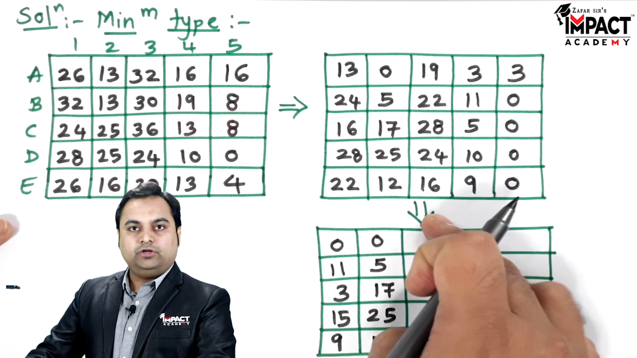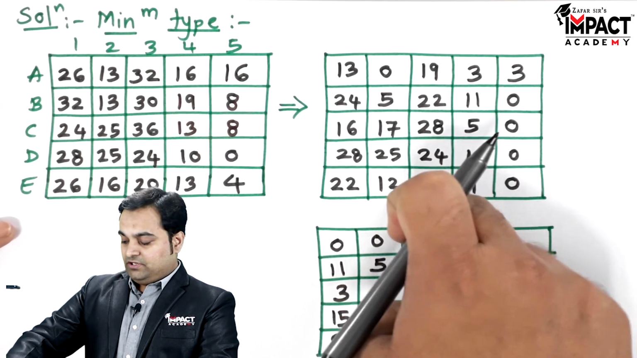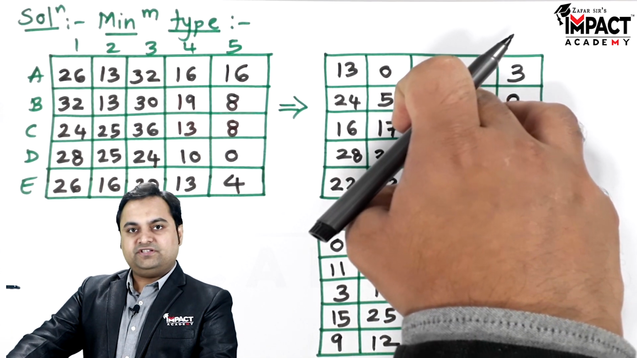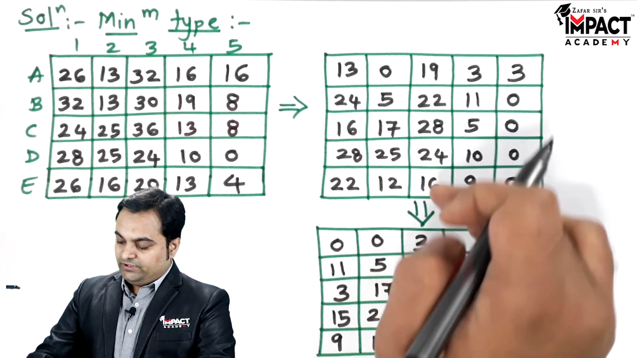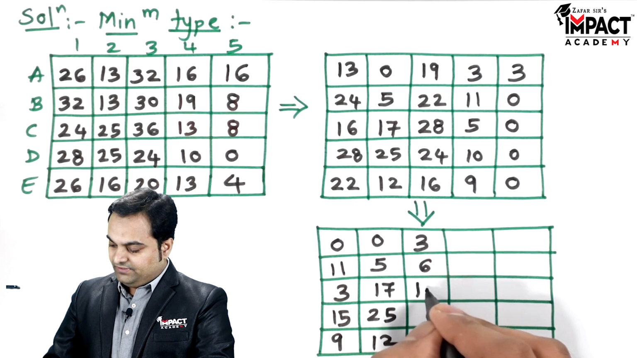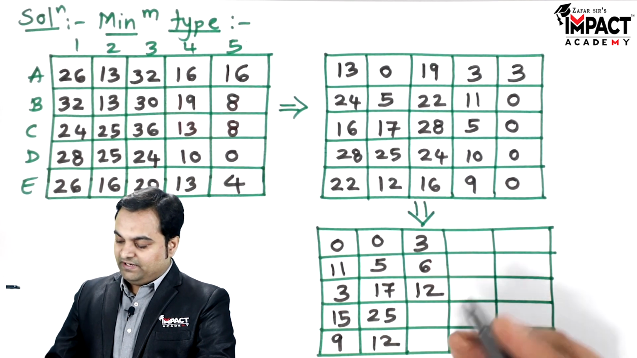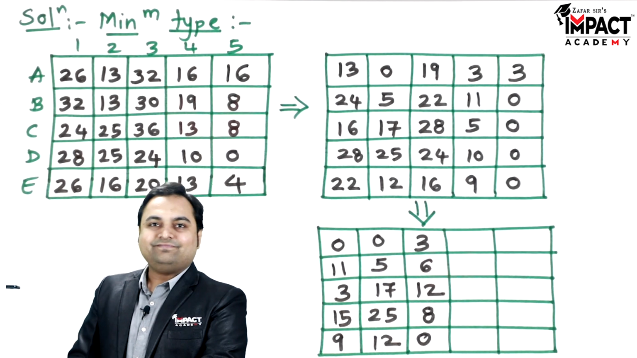Then in the third column, 0 is not there, so again select the least element. Least element is 16. Subtract 16 from each and every row cell value. So 19 minus 16 is 3. 22 minus 16, that is 6. 28 minus 16, that is 12. 24 minus 16, that is 8. And 16 minus 16, that is 0.